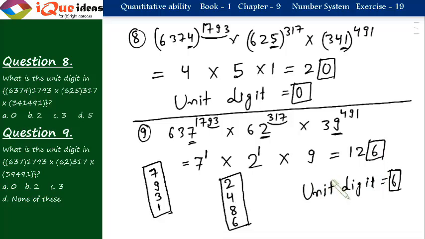Look for the correct option. Alright. So in this question, if you look at the options, I think it is none of these. Okay. So option D is the correct answer.